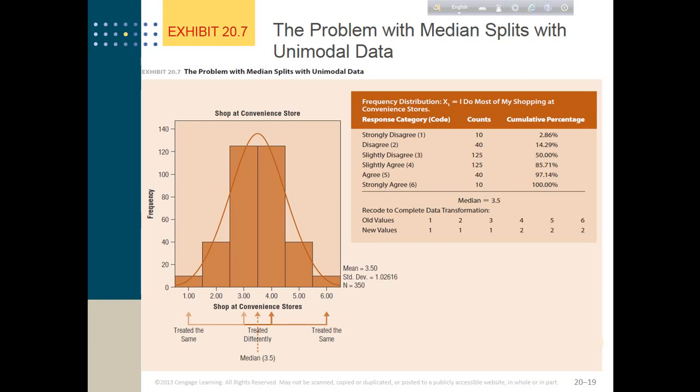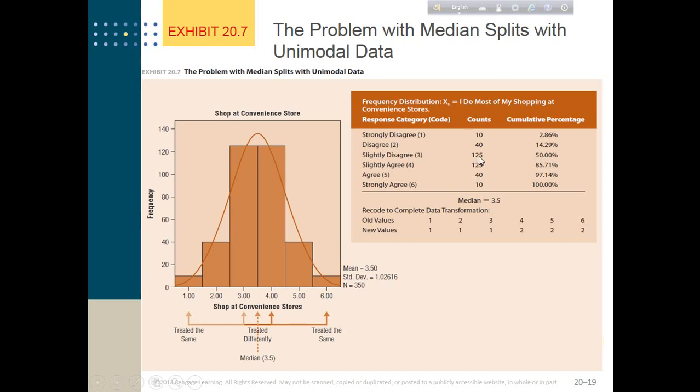However, the problem is, if you look carefully, 125 answers are slightly disagree, and 125 are slightly agree. So when the answer is slightly disagree, it means that they slightly agree as well. And those 125 who are slightly agree are slightly disagree as well.